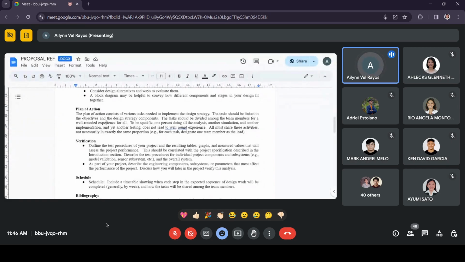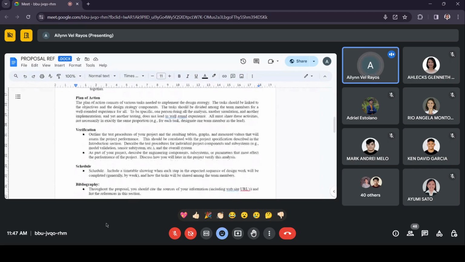So, to be specific, one person doing all the analysis, another for simulation, another for implementation, and yet another for testing does not lead to a well-rounded experience. So hindi siya ganon. All must share these activities, not necessarily in exactly the same portion. For each task, you can designate one team member as the lead, and then lahat pa rin is may input on each of the parts. Parang may isa lang na nagmamanage for that specific process or task, and then lahat pa rin will provide their inputs.